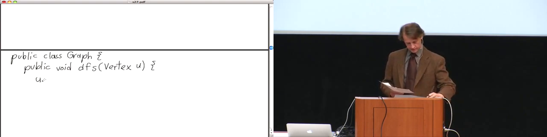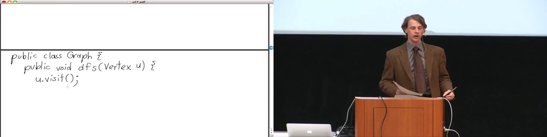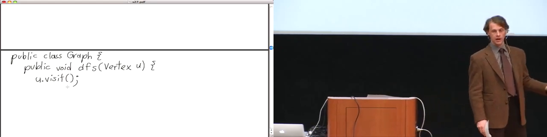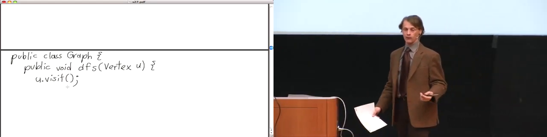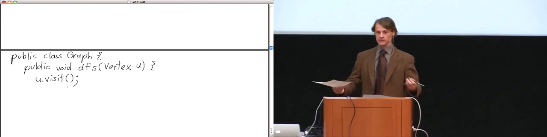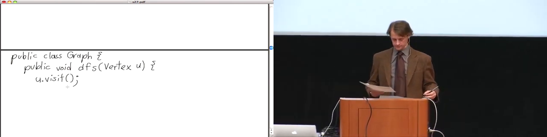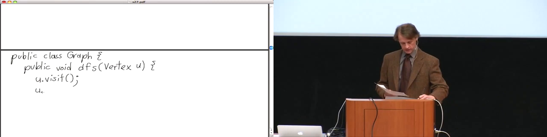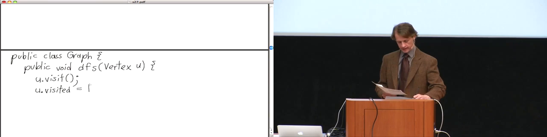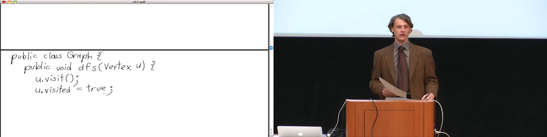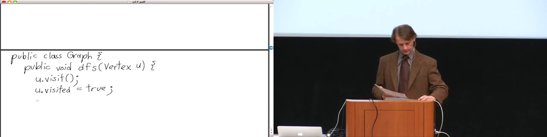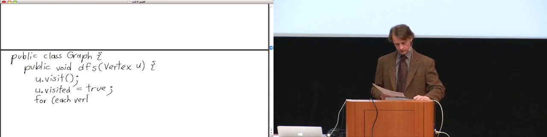The first thing it does is it visits the current vertex U, which means it does some computation on it. Right now we don't really care what that computation is. There could be 1,000 different things depending on your application. Once we've finished visiting the node and doing our computation on it, we mark its visited flag as true so that we don't ever accidentally visit that node again and do the same computation over again. And then we have a for loop that goes through all of the edges out of U.